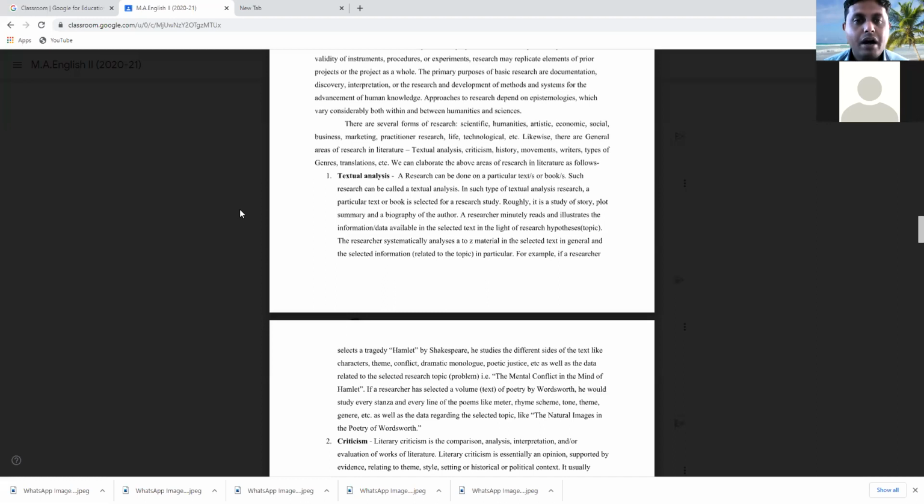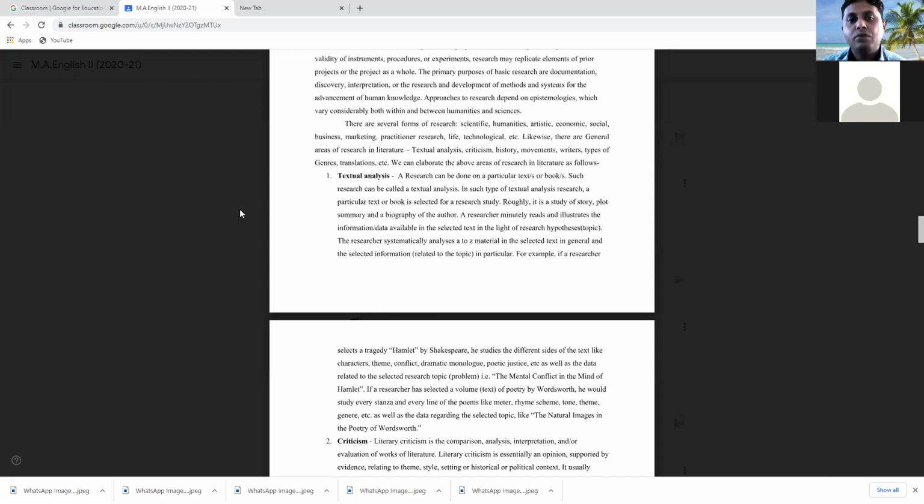For example, Tintern Abbey by William Wordsworth. If I select a topic, that is nature, the depiction of nature in Tintern Abbey by William Wordsworth, I have to study the nature, the natural objects presented in that poem. So that becomes a particular angle. If I want to study the different figures of speech in Tintern Abbey, it becomes a topic, it becomes a hypothesis. So I have to study the poem Tintern Abbey as far as figures of speech are concerned.